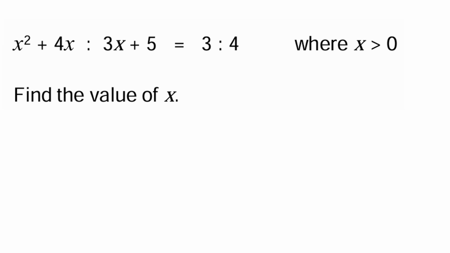GCSE maths, looking at probably the nastiest ratio question that you can get. Definitely grade 9 material for GCSE maths. We are given this ratio, x squared plus 4x to 3x plus 5, is equal to 3 to 4, where x is greater than 0, and we're asked to find the value of x.